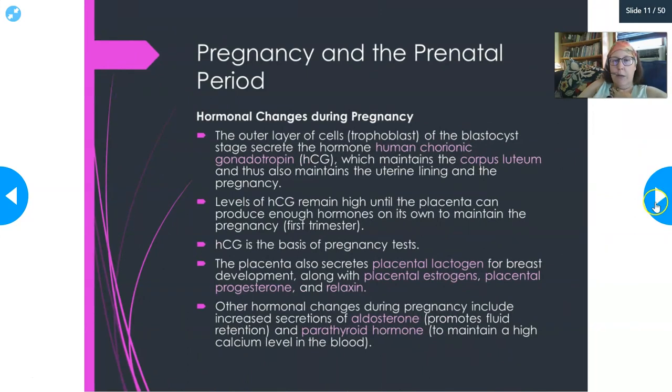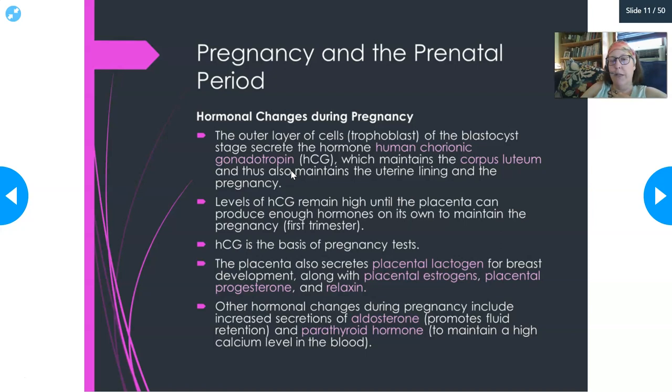So let's talk a little bit about hormonal changes during pregnancy. The outer layer of cells, the trophoblast of that blastocyst, will start secreting the hormone human chorionic gonadotropin, or HCG. That is the pregnancy hormone. The HCG's job is to signal the corpus luteum to keep making progesterone. As long as the corpus luteum is getting the signal, it'll make progesterone. The progesterone maintains the uterine lining, and that maintains the pregnancy, because you need that uterine lining for the baby to stay implanted.